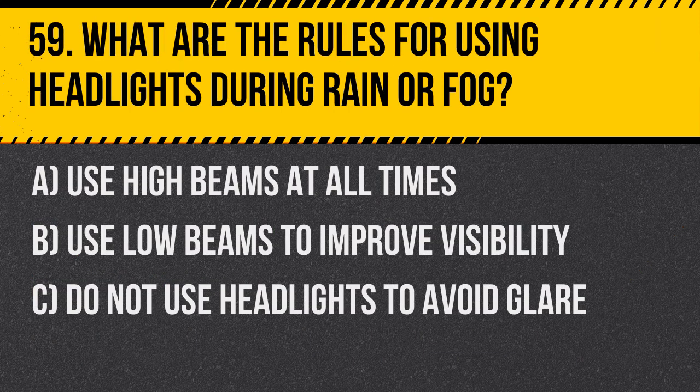Question 59. What are the rules for using headlights during rain or fog? A. Use high beams at all times. B. Use low beams to improve visibility. C. Do not use headlights to avoid glare.